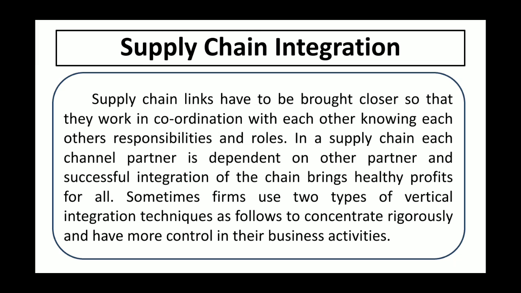In a supply chain, each channel partner is dependent on other partners, and successful integration of the chain brings healthy profits to all. Here, healthy profits means everyone will get profit. Like the manufacturing company will also get profit. Keeping its profit, it will give it to the company for advertisement. Company people will also get profit and margin. After that, the retail shop will be getting more margin and profit. After that, it will be sold to the customers here.